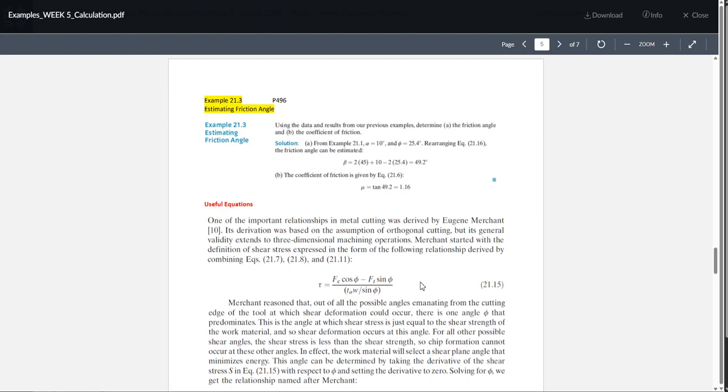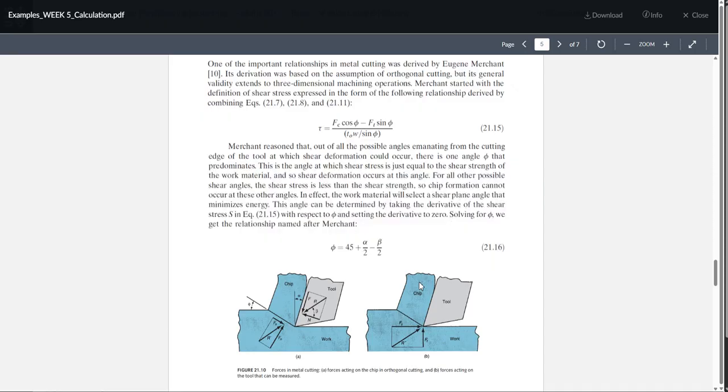And here we have something about what we call the merchant equation. This is merchant equation. So in merchant equation, the phi is shear plane angle 45 plus alpha divided by 2 minus beta divided by 2. The higher the phi is, the lower energy for the cutting we are going to use. So to get the best value for the phi, highest value for the phi, we need to reduce the value for the beta and increase the value for the alpha.